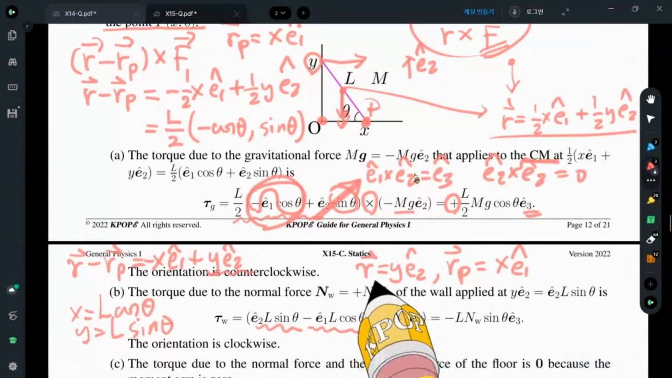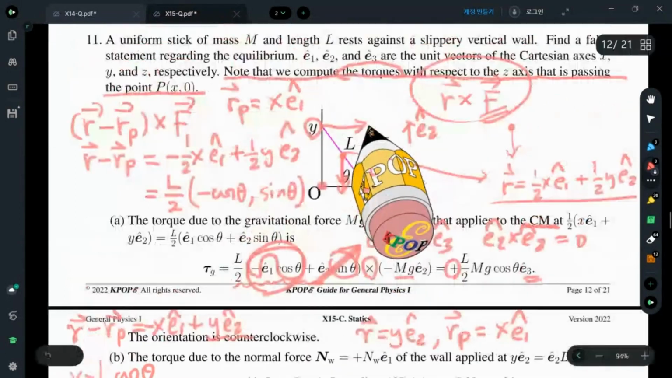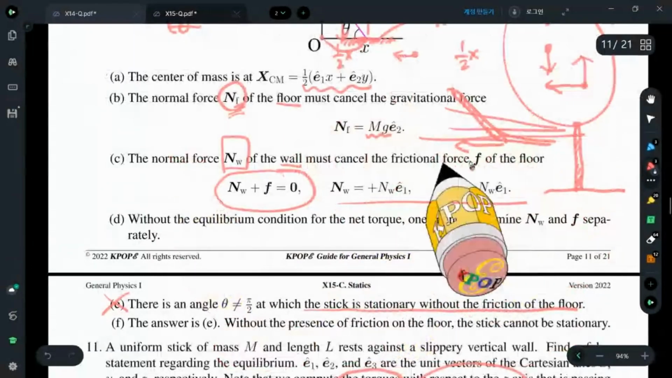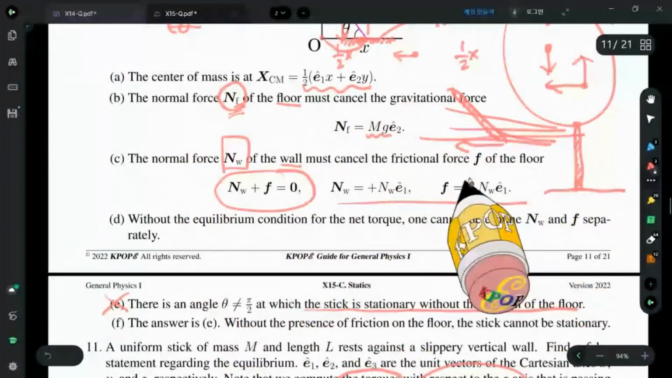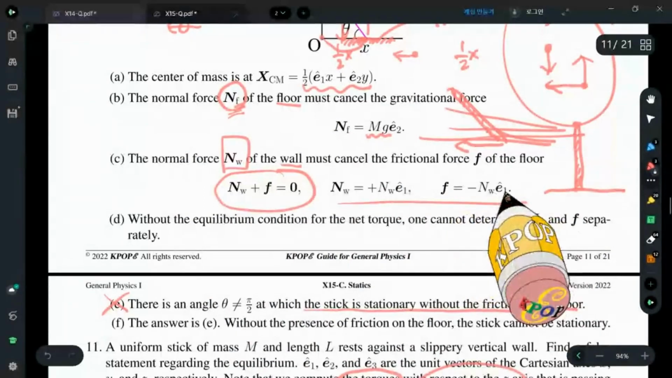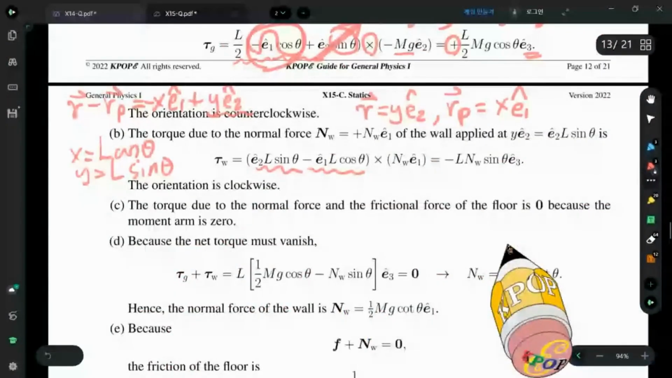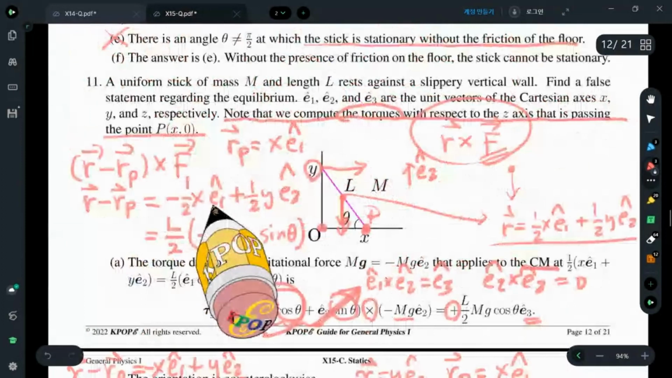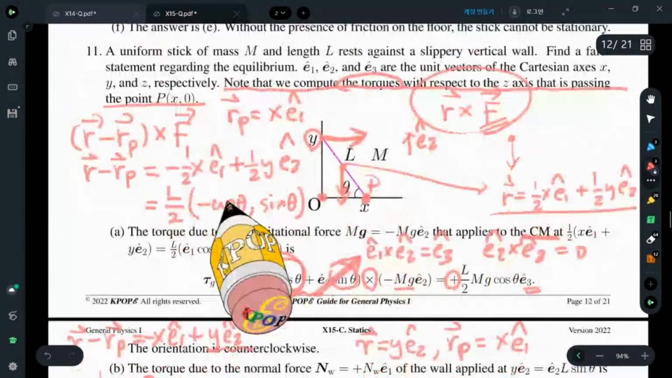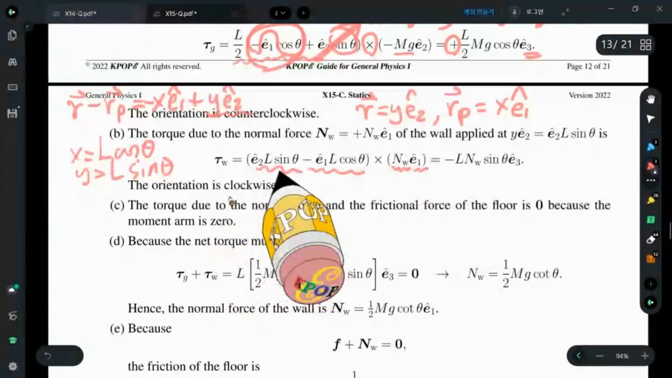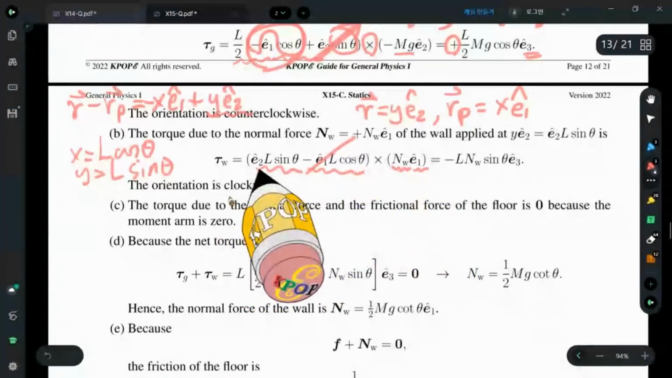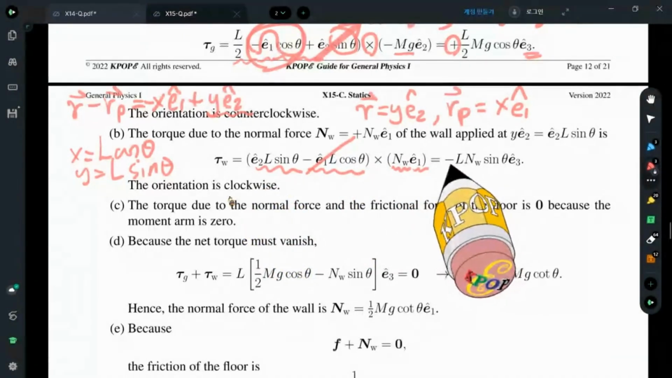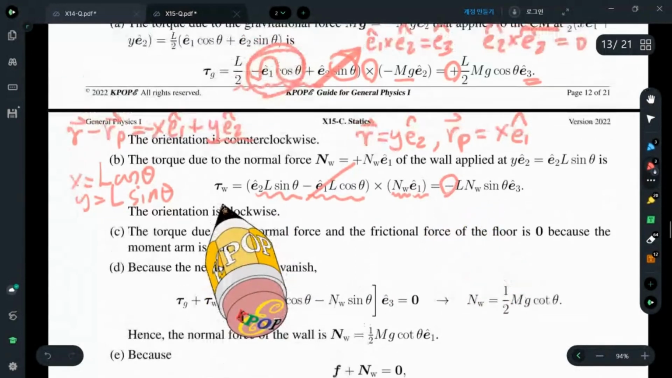And Nw, we do not know the magnitude. We knew that Nw cancels the friction, but we do not know what the magnitude of Nw was. So we just use Nw, and Nw is toward the positive x-axis. So e1 hat. So in the cross product, this one cancels. e2 cross e1 is minus e3. Okay, so we have a negative sign.